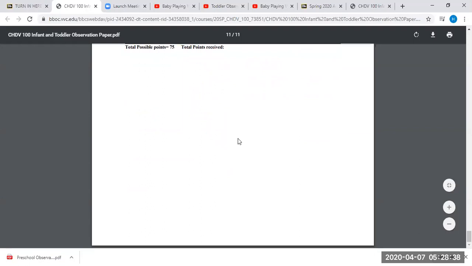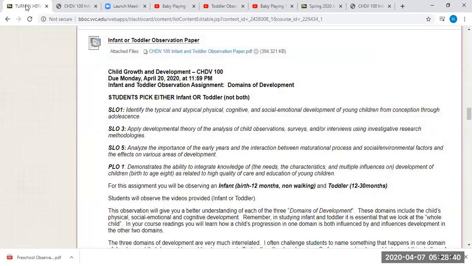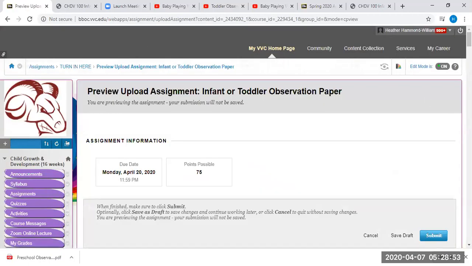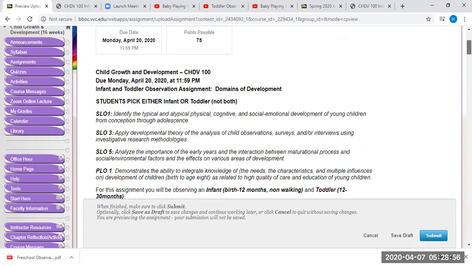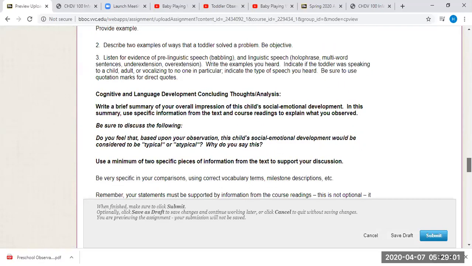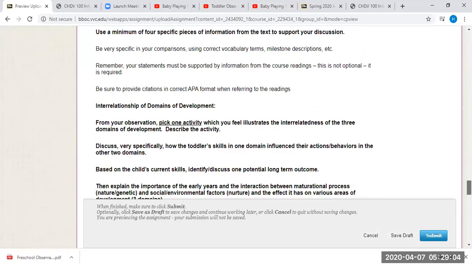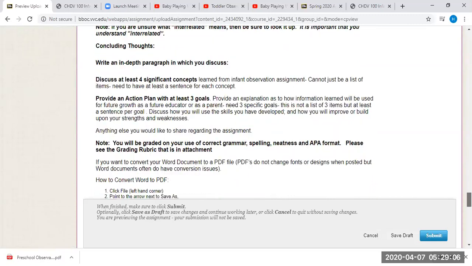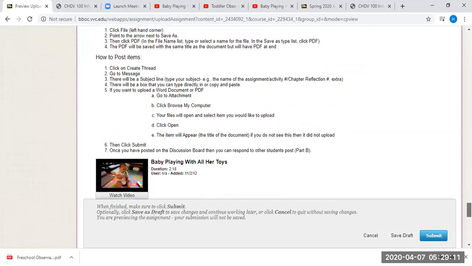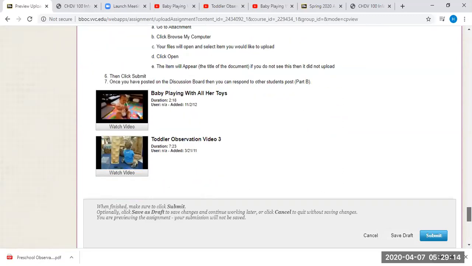So I am going to go back to Turnitin to show you how to upload, because I know that's a question for some students. You would click on the infant or toddler observation paper, and then it will show you this screen, and it gives you all that information. I even talk about how to convert to a PDF. You do want to upload a file. You do want it in a PDF. I give you the steps on how to make it a PDF, and I even have the videos that you can watch in there.